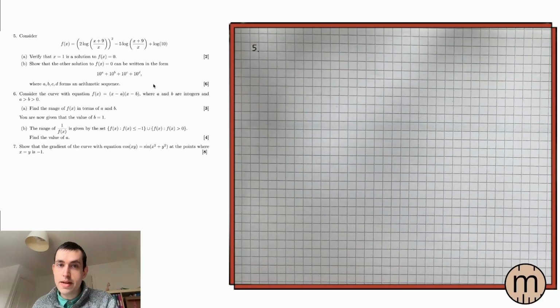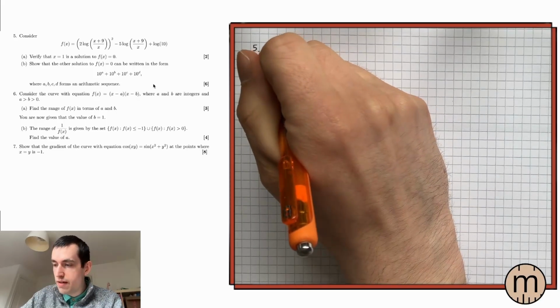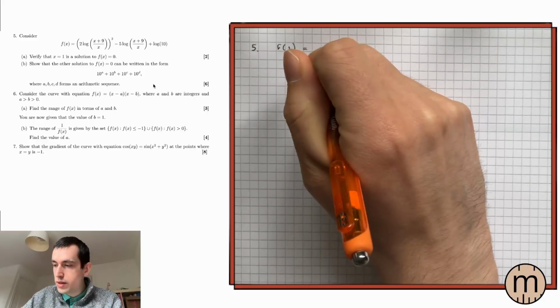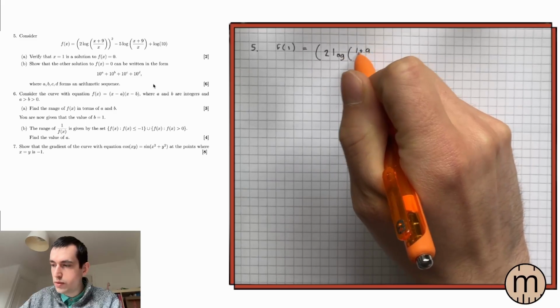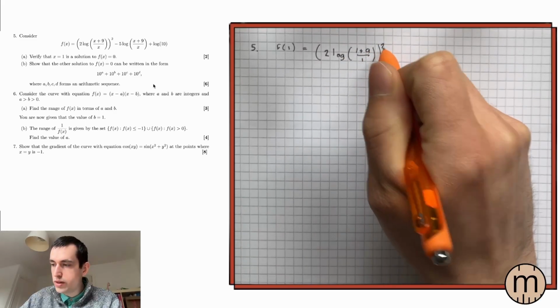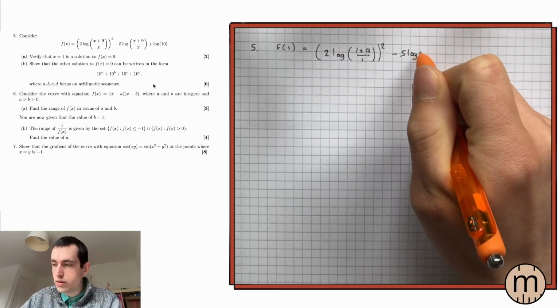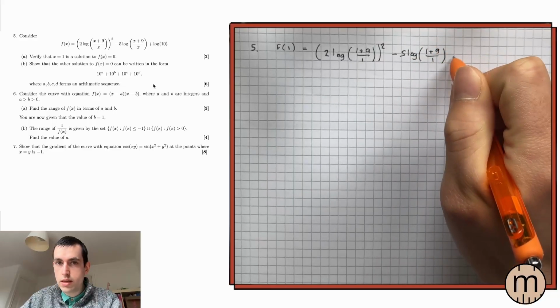Number 5, I made as a bit of a funky question, as you might be able to see there, but I just thought the final answer was quite a nice result, so I thought I'd keep it in. Part A, just 2 marks, we're just verifying, so that means just shove it in and hope it works. So we're trying to verify that x equals 1 is a solution to that whole thing equals 0. So let's sub in f of 1. So we're going to get, in a big bracket, 2 log of 1 plus 9 over 1, that whole thing squared, minus 5 log of 1 plus 9 over 1, plus log 10.